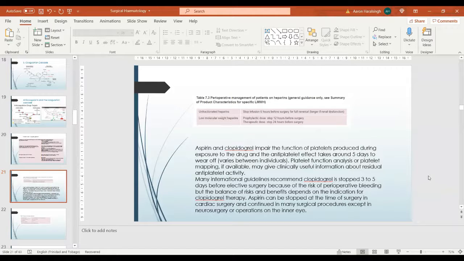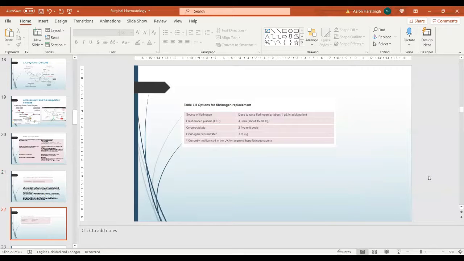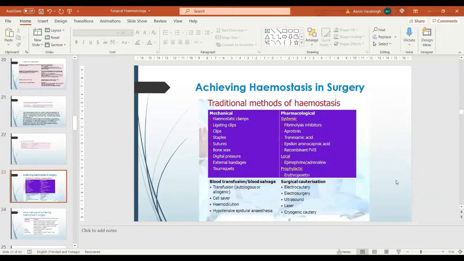We talked a little bit about when to stop aspirin and clopidogrel as well. Some of the options for fibrinogen replacement in patients include things like FFP, cryoprecipitate, and fibrinogen concentrate, and those can be given intraoperatively as well.